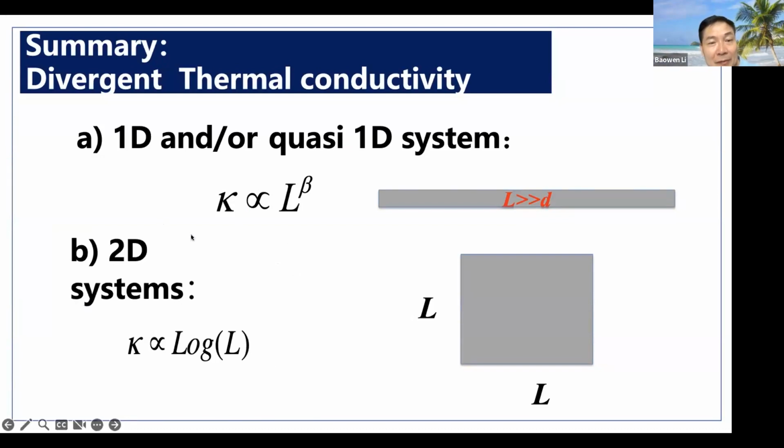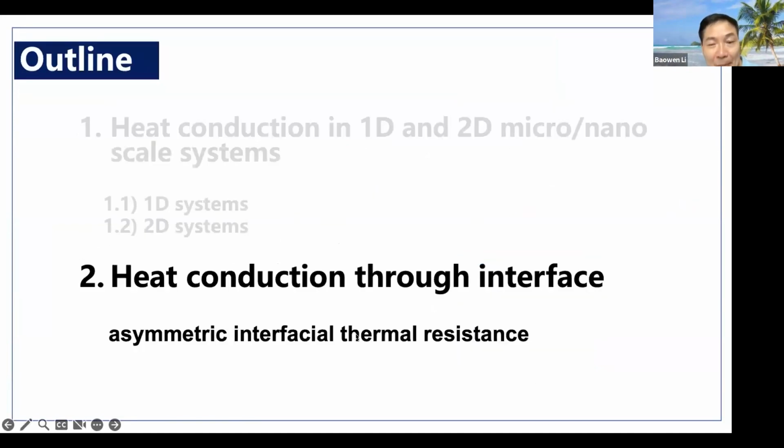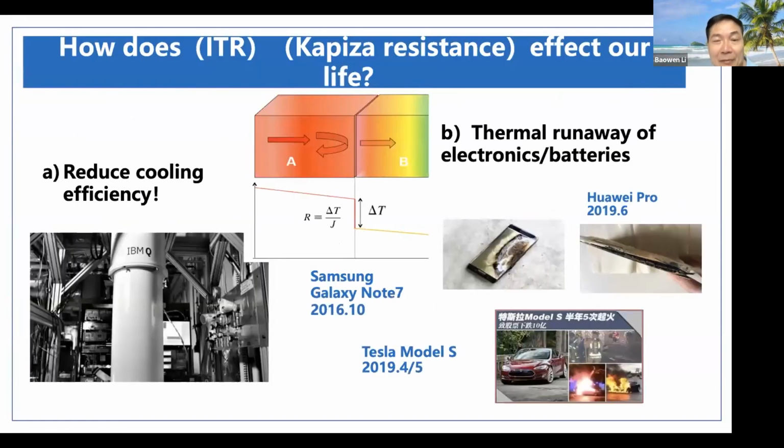So I summarize the first part on heat conduction in 1D and 2D systems. In 1D systems, the heat conduction diverges as a power law with the system length L. In 2D it is logarithmically divergent. Now I will show you the heat conduction through interfaces. The most important thing is asymmetric interfacial thermal resistance.